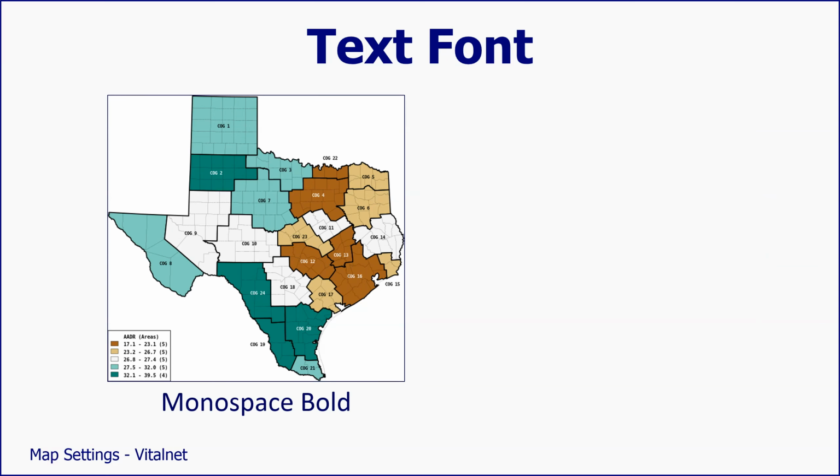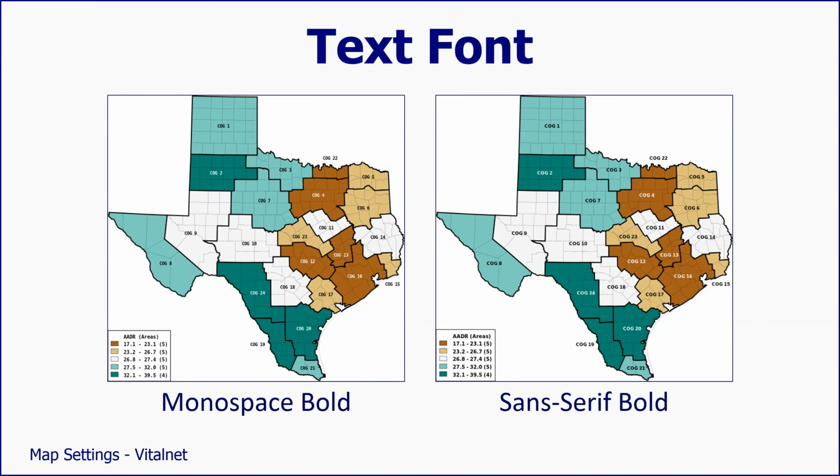Text font on map: monospace bold, sans serif bold. This sets the font for map labels, such as county names. There are 9 font choices, which may sometimes be useful.